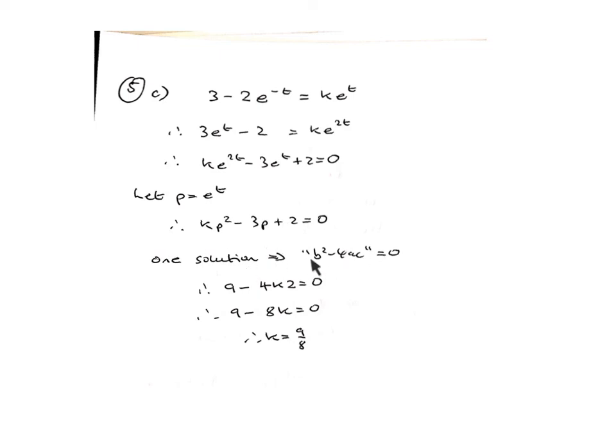There's only one solution, so the discriminant is 0. So b squared, b is minus 3, b squared minus 4 times a times c. So you end up with k is 9/8. And that's tracking test 2 completed.